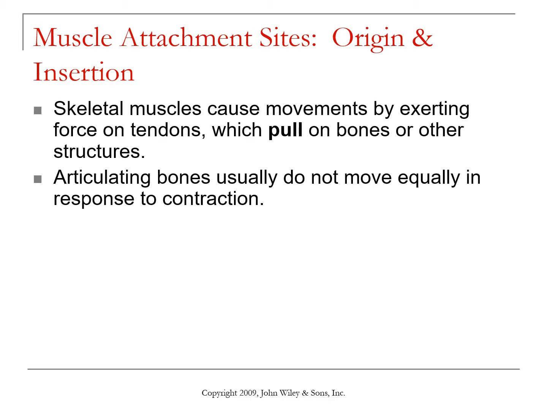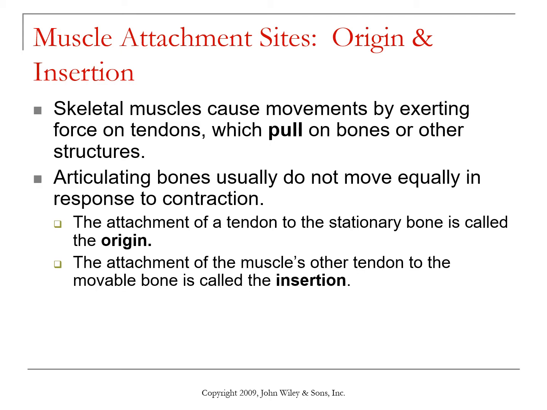Now note that articulating bones usually do not move equally in response to contracting muscles. What do we mean by that? The bone that stays relatively stationary when the muscle contracts is called the origin. So the origin refers to one of the bones to which the muscle is attached. The other bone or bones to which the muscle is attached that tends to move when the muscle contracts is called the insertion. So every muscle has at least one origin bone and a different insertion bone because all muscles must span a joint in order to cause motion.